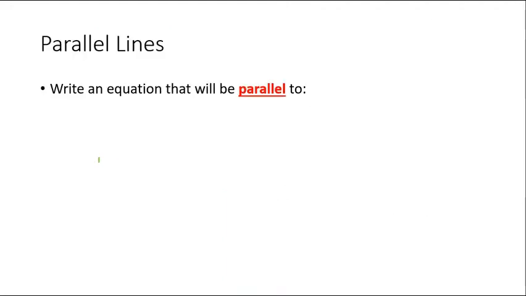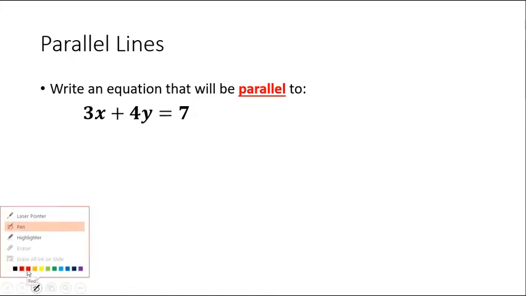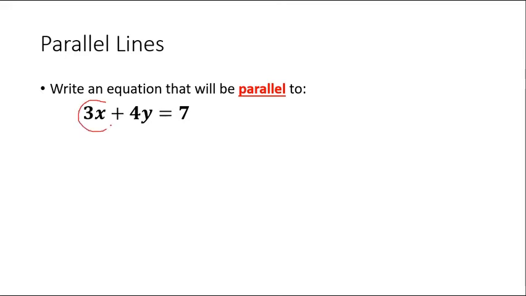Okay, so now let's get into parallel lines. It says write an equation that will be parallel to this one right here. Remember, parallel lines have the same slope. But when the equation is written in this format, what we're looking for has to stay the same because same slope. So what I do here is this 3x and this positive 4y, those two have to stay the same. Only thing that has to change is this number in the end.